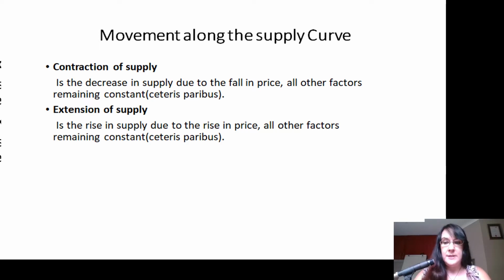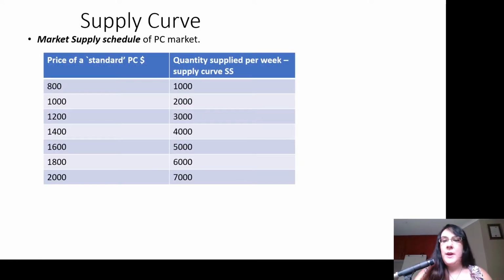As we have looked at demand and we looked at the market demand schedule, we also have that for supply. We call it the market supply schedule. And what this table or information is basically telling us is the quantity supplied at the various prices.